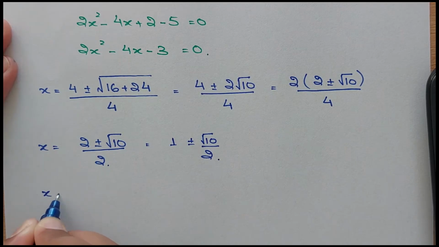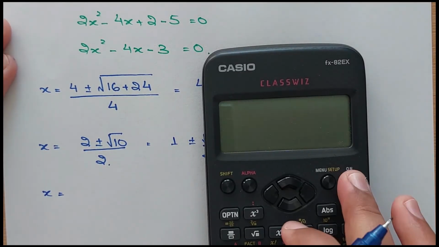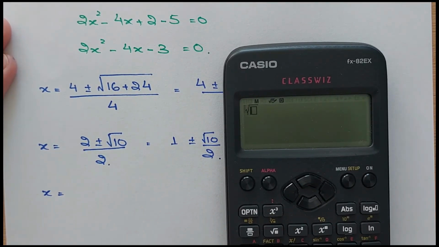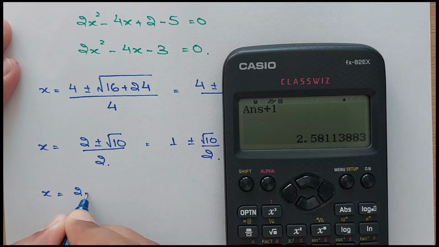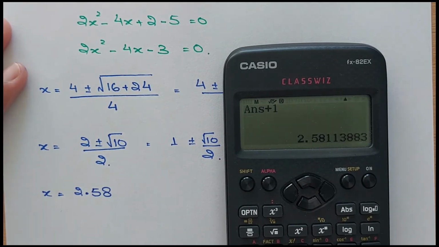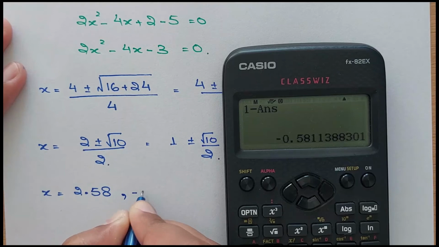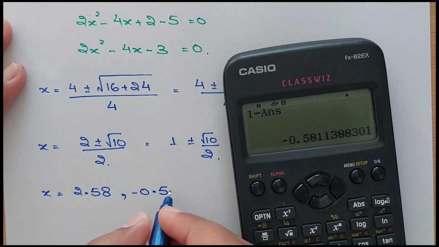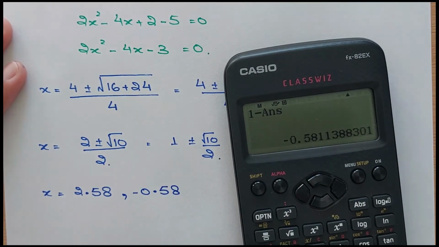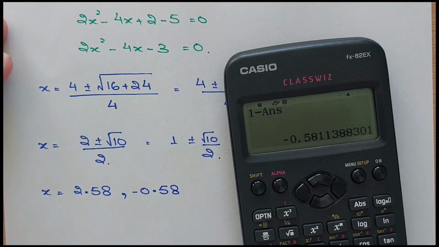So the x value is, let me do one by one. Square root of 10 divided by 2, add 1, this is 2.58. And 1 minus square root of 10 divided by 2 is equal to −0.58.